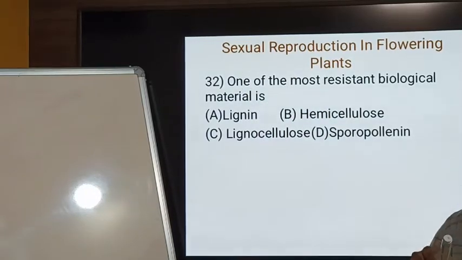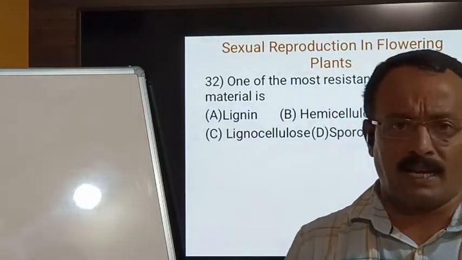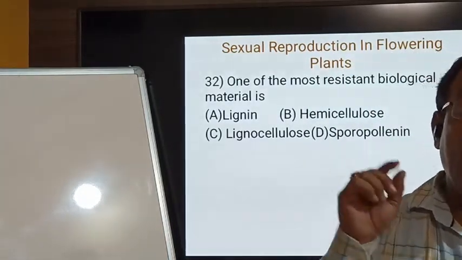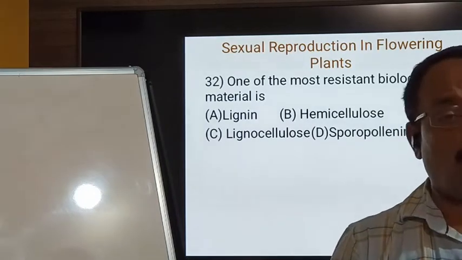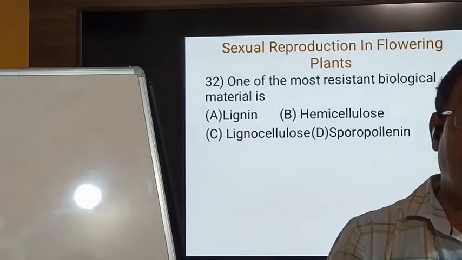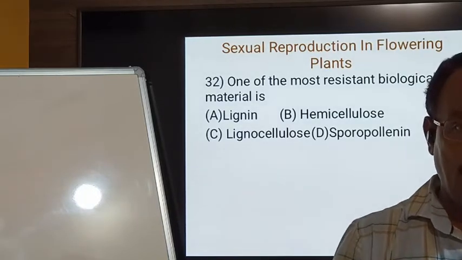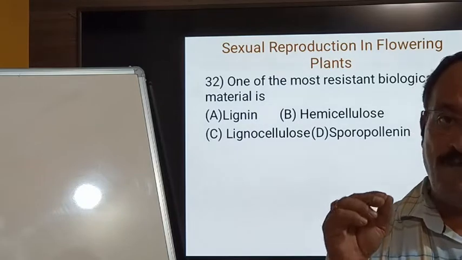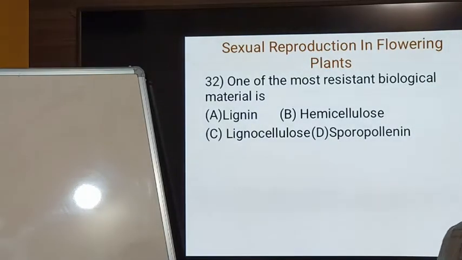Pollen grains consist of a 2-layered wall, exine and intine. The outer wall is called exine, the inner wall is called intine. This exine is made up of a hard substance called sporopollenin, which is resistant to temperature, weak acids, weak alkalis, and even certain enzymes. So the option is sporopollenin.